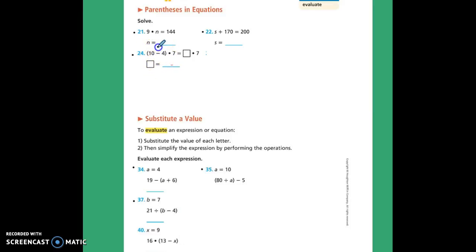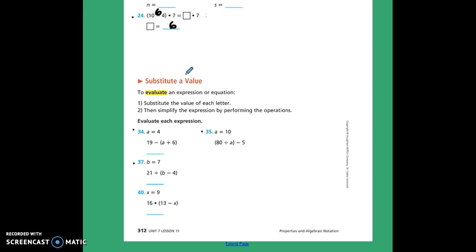10 minus 4 equals 6. And so now I have 6 times 7 is equal to blank times 7. Well, again, if I have a 7 here and a 7 here, then the only thing that this could be is my 6. All right, let's go on down and try a couple more.